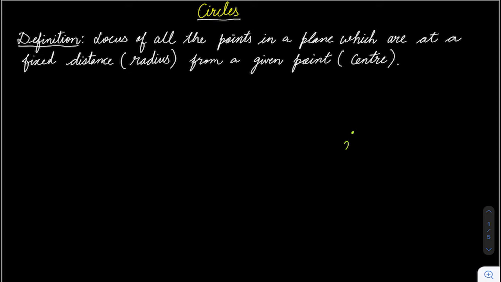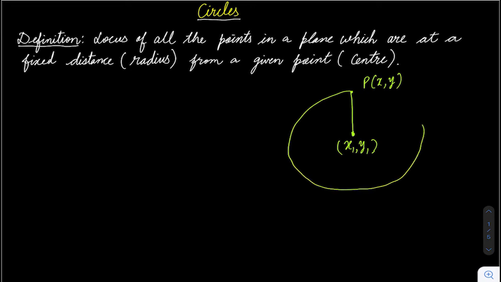So what actually is a circle is, there is a fixed point. Let's take the coordinates of that fixed point as x1, y1, and we know this fixed point is known as the center. There is a point P which is moving in this plane in such a way that its distance from this fixed point is always the same. So the path that point P will follow is known as a circle. So this is nothing but a circle. And we know this fixed distance is known as the radius.